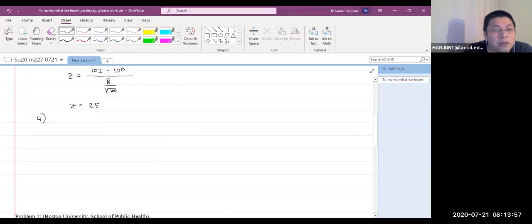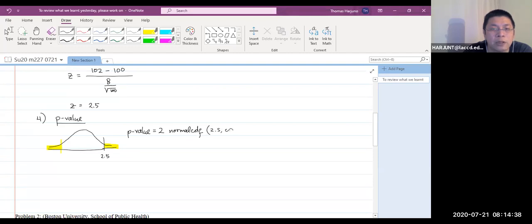Step 4, the p-value, with the standard normal distribution. The z-score is 2.5. That's the test statistic. So the p-value will be two-tail. So the p-value will be 2 times normal CDF from 2.5 to infinity, E99, mean 0, standard deviation 1.